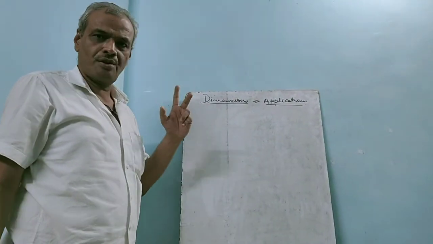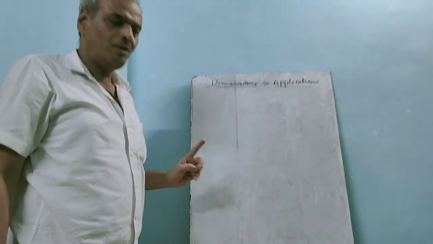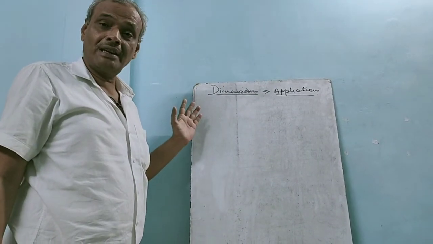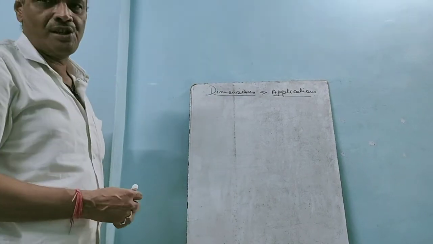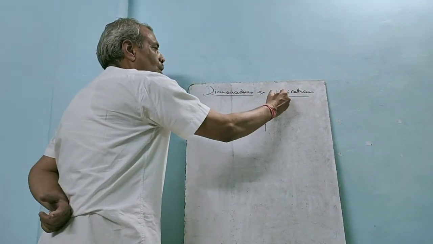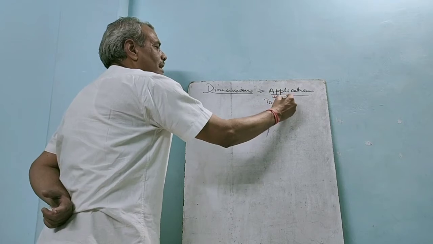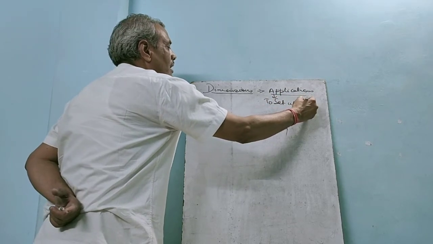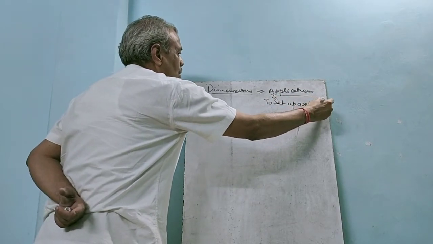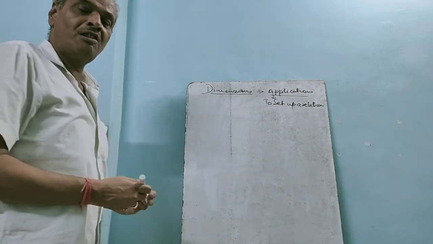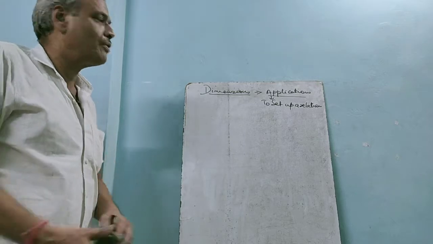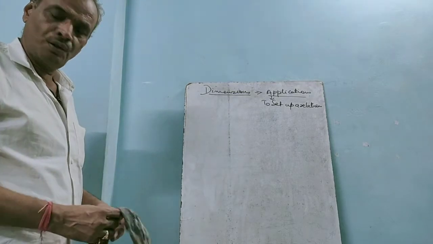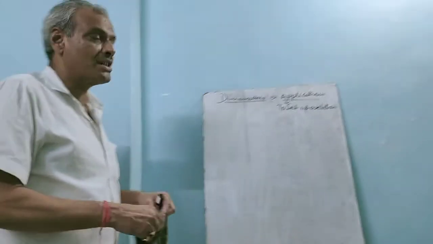Dimensions applications. The first application I told was to check the correctness of a physical quantity. Now the second application: to set up a relation among different physical quantities.